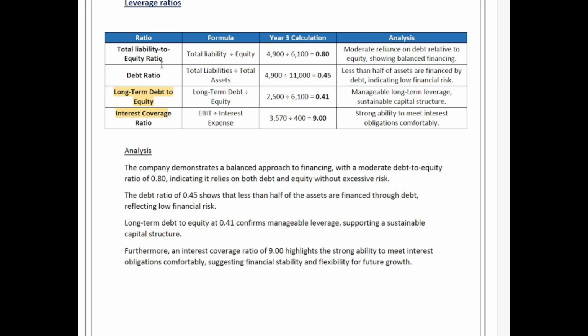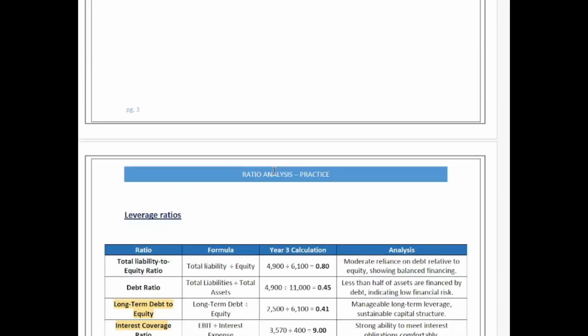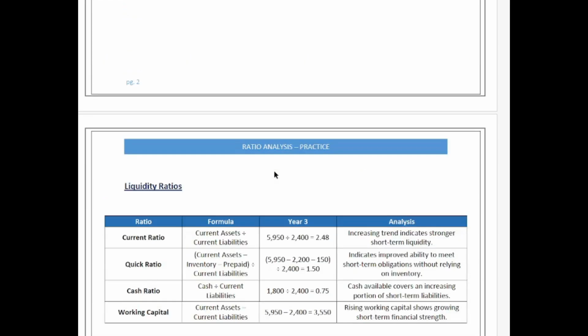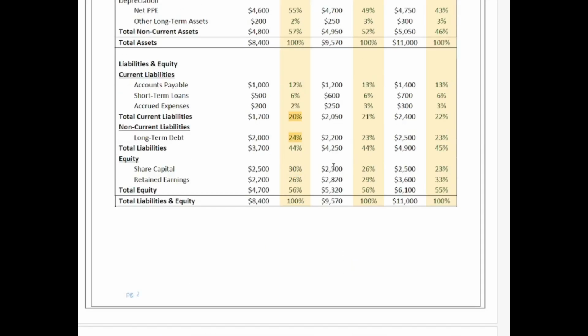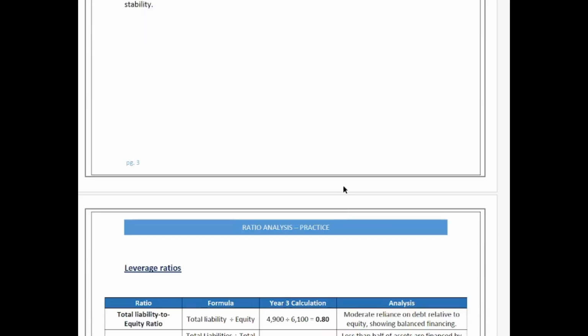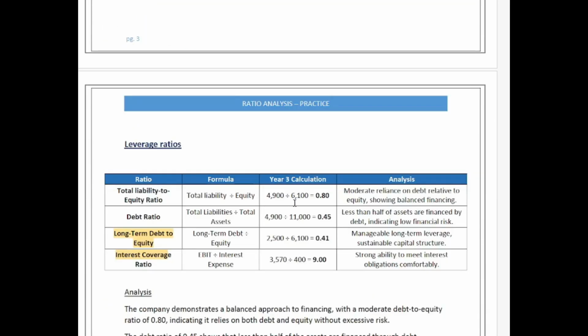So in this example, total liability to equity. We can get the total liability and equity from the balance sheet. You can see in this case the total liability is 4,900, divided by total equity, that means 6,100. 4,900 divided by 6,100 means 0.8.